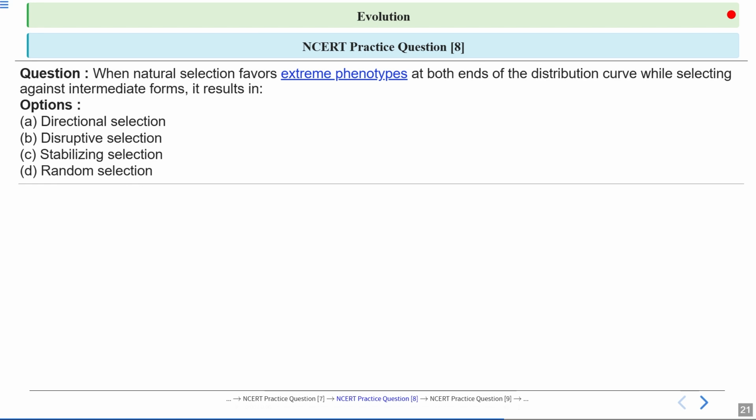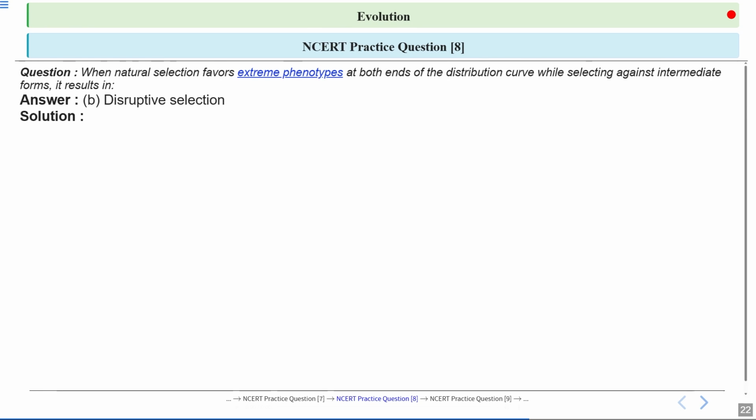Next question: when natural selection favors extreme phenotypes at both ends of the distribution curve, with selection against intermediate forms, it results in? So you have the options. First option is directional selection. Second is disruptive selection. Option C is stabilizing selection. Option D is random selection. What will be the correct answer? Option B, disruptive selection, is the correct answer.